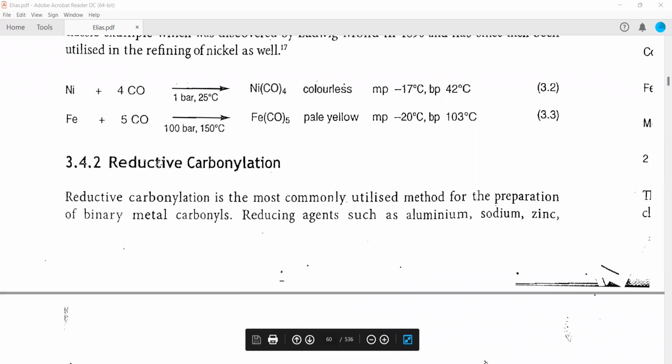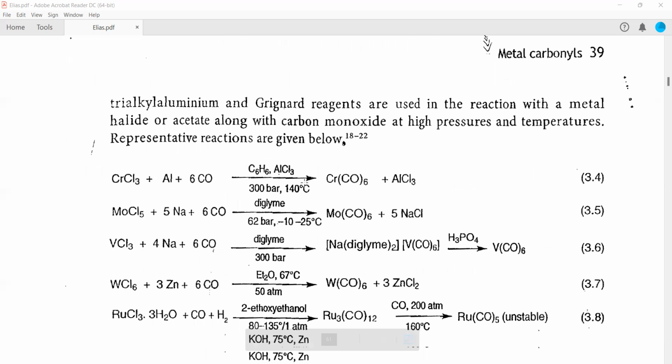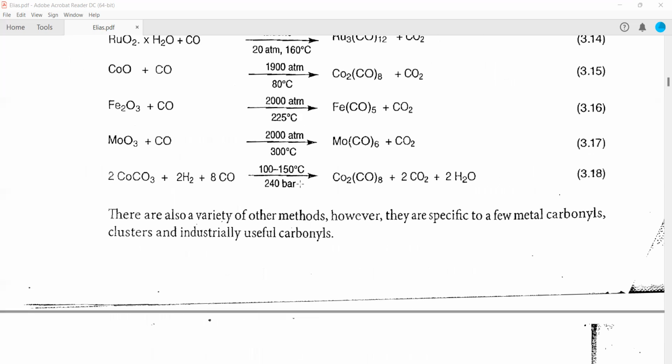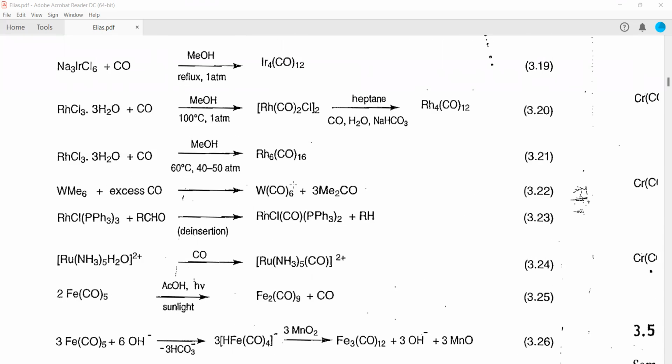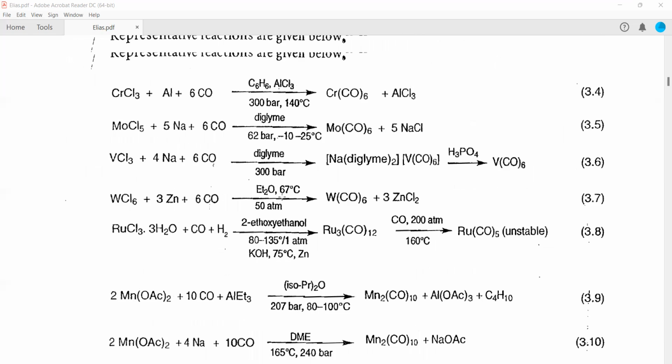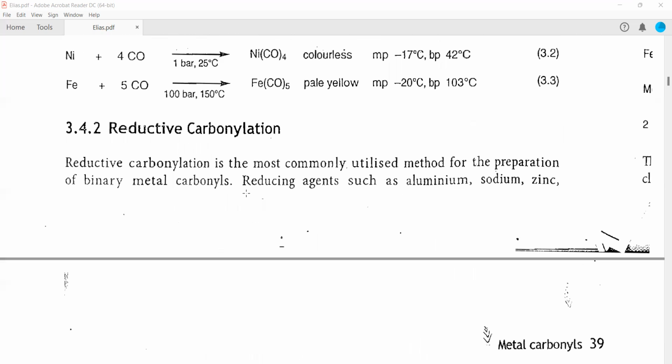Now, reductive carbonylation is a very interesting technique, and there are quite a lot of examples given in this book. Not all the examples are we going to discuss; we are only going to discuss a few, because they are similar. Reductive carbonylation is the most commonly utilized method for the preparation of binary metal carbonyls.